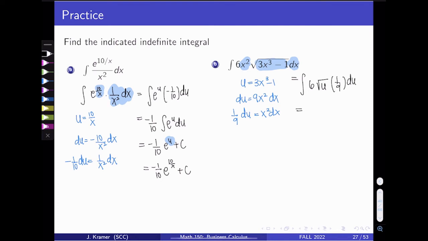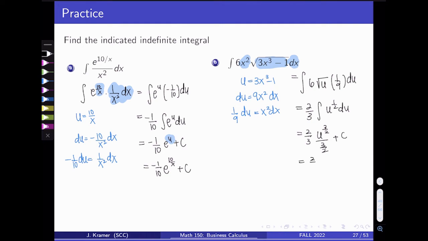Again, we can pull the constant multiple out, 6 over 9, which is 2/3, the integral of u to the 1/2 if we rewrite the square root of u as its power form, so we can use the power formula for integrals. That's adding 1 to the power and then dividing by that new power. So we have 2/3 u to the 3/2 divided by 3/2 plus c because it's indefinite.